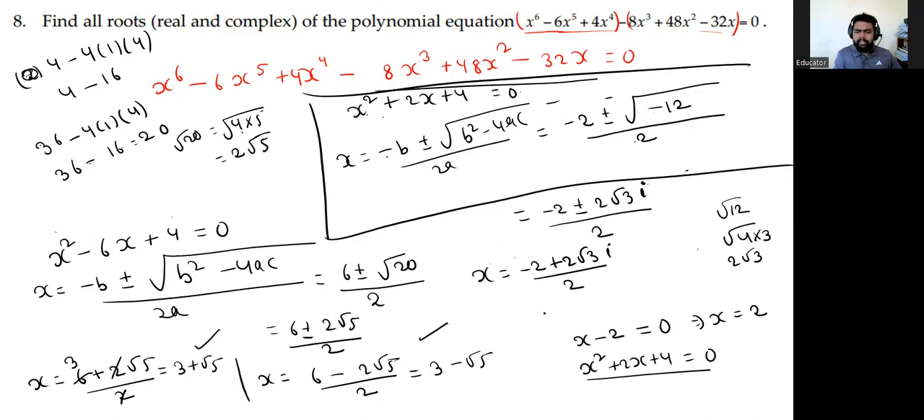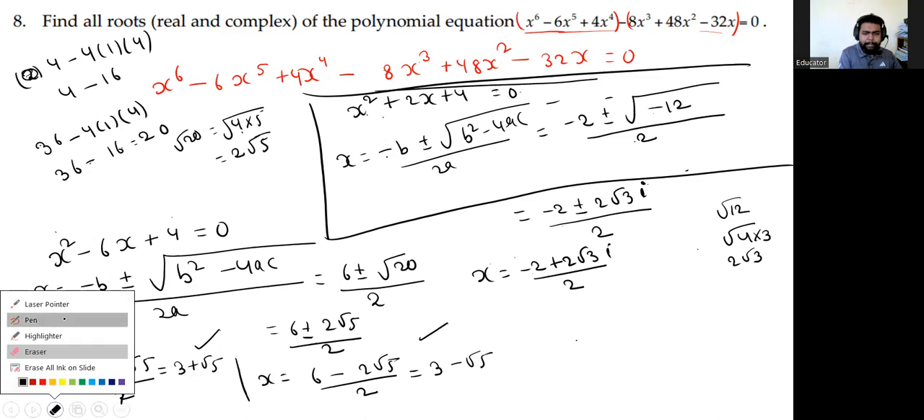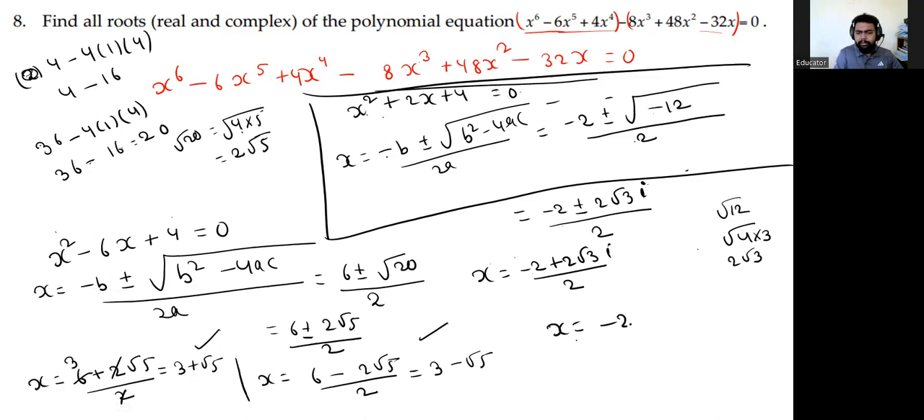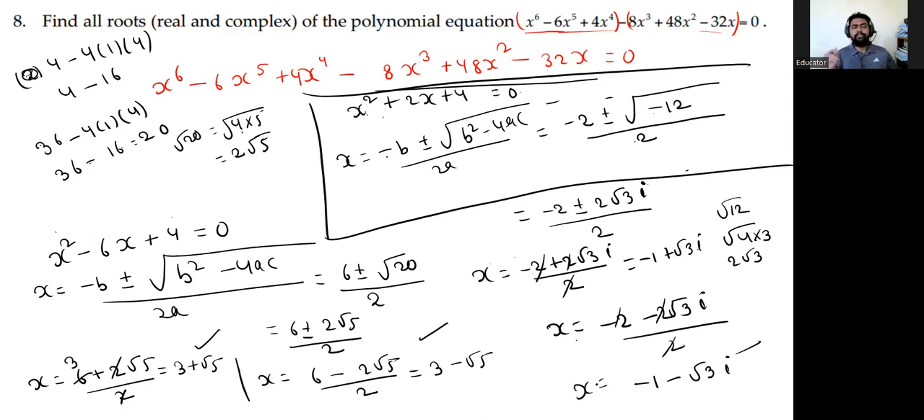This would be one answer. And the second answer for this would be x is equal to 1 times negative 2 minus 2 root 3i upon 2. I could simplify this. 2 and 2 will cancel out. So negative 1 plus root 3i, and negative 1 minus root 3i. So these are two more answers. So in total there are 6 answers. Out of that, 4 are the real answers and 2 are the complex answers.